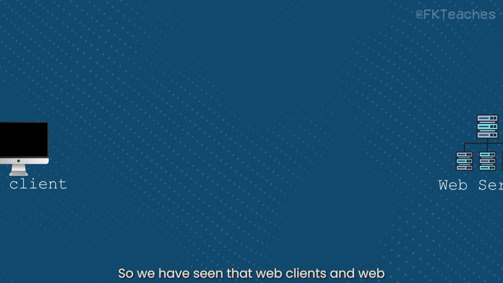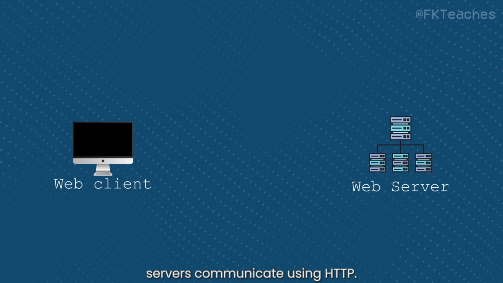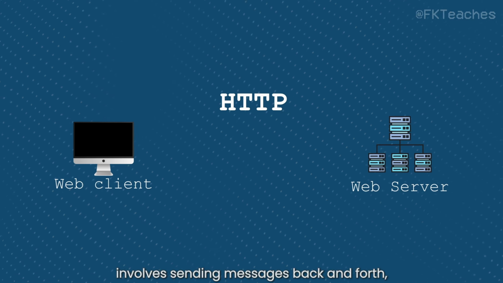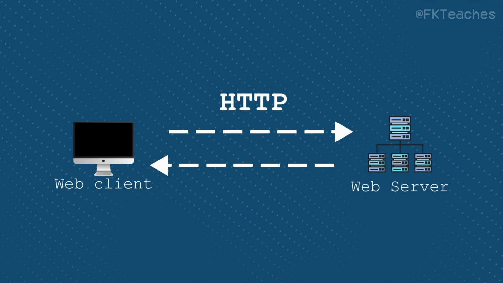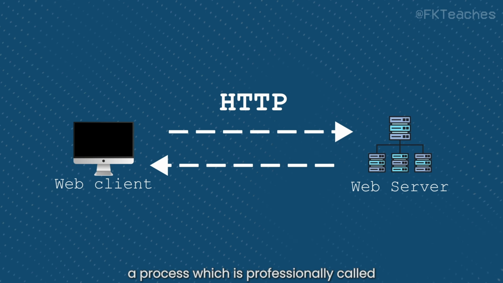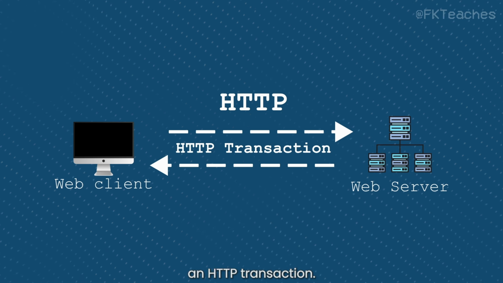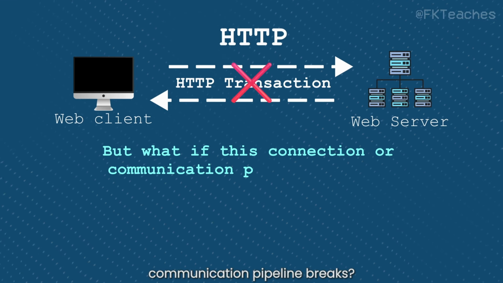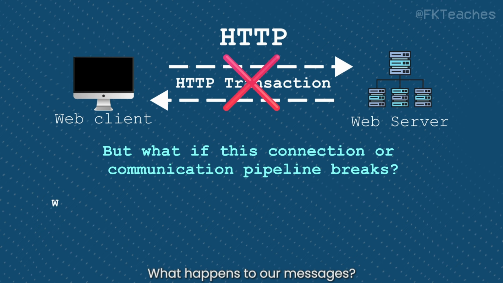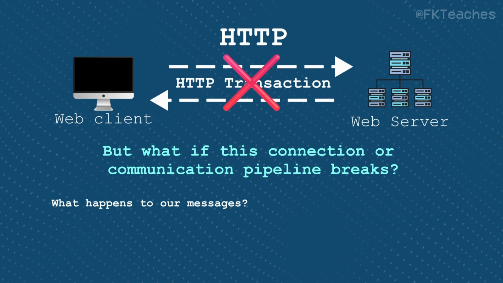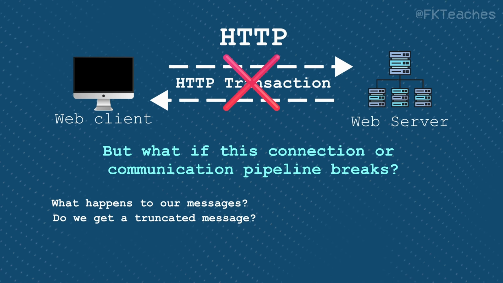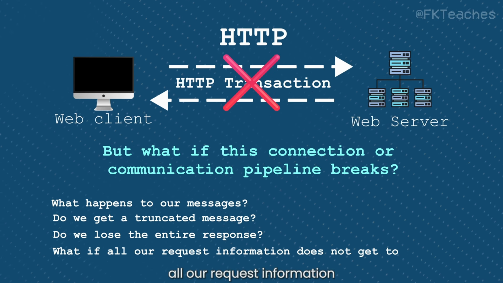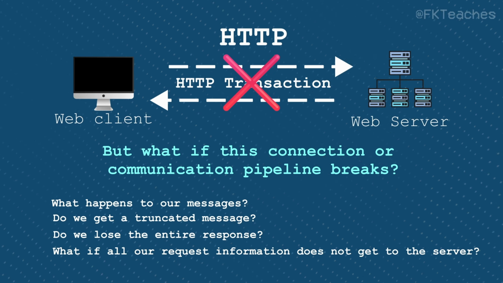So, we have seen that web clients and web servers communicate using HTTP. We have also seen that this communication involves sending messages back and forth, a process which is professionally called an HTTP transaction. But what if this connection or communication pipeline breaks? What happens to our messages? Do we get a truncated message? Do we lose the entire response? What if all our request information does not get to the server?